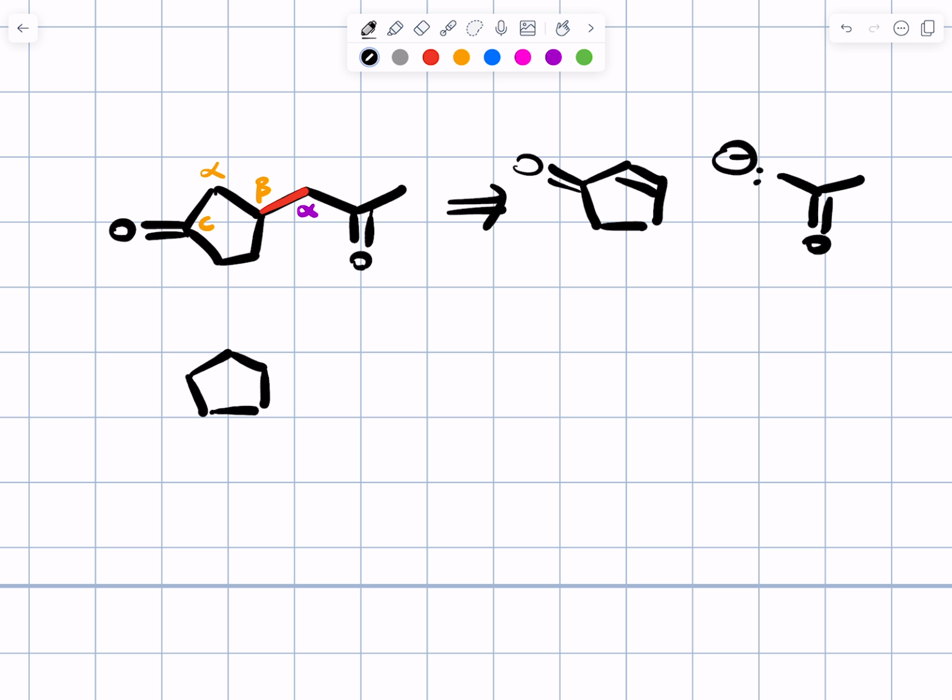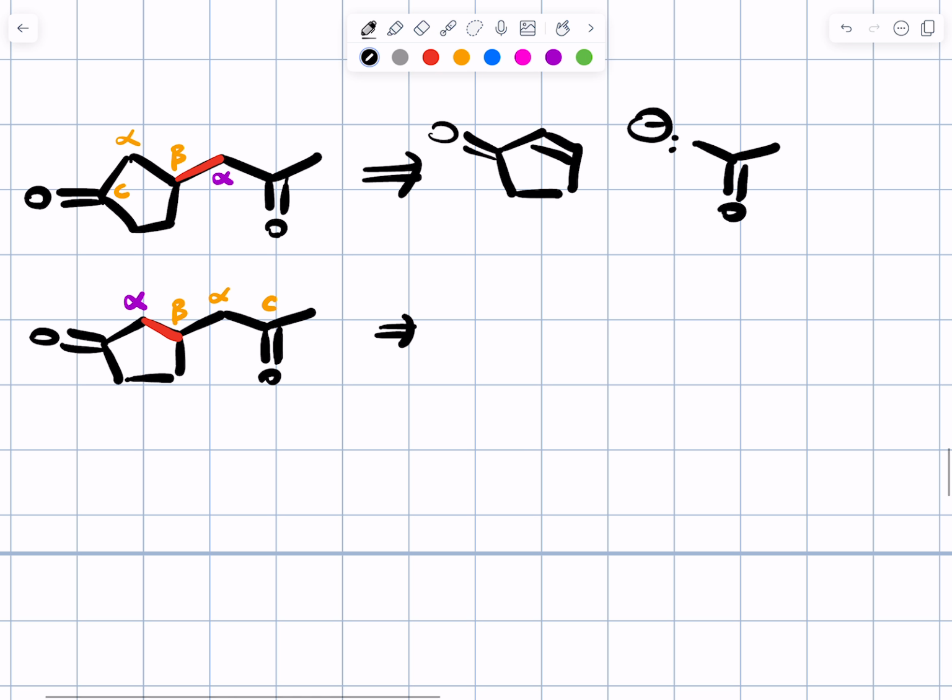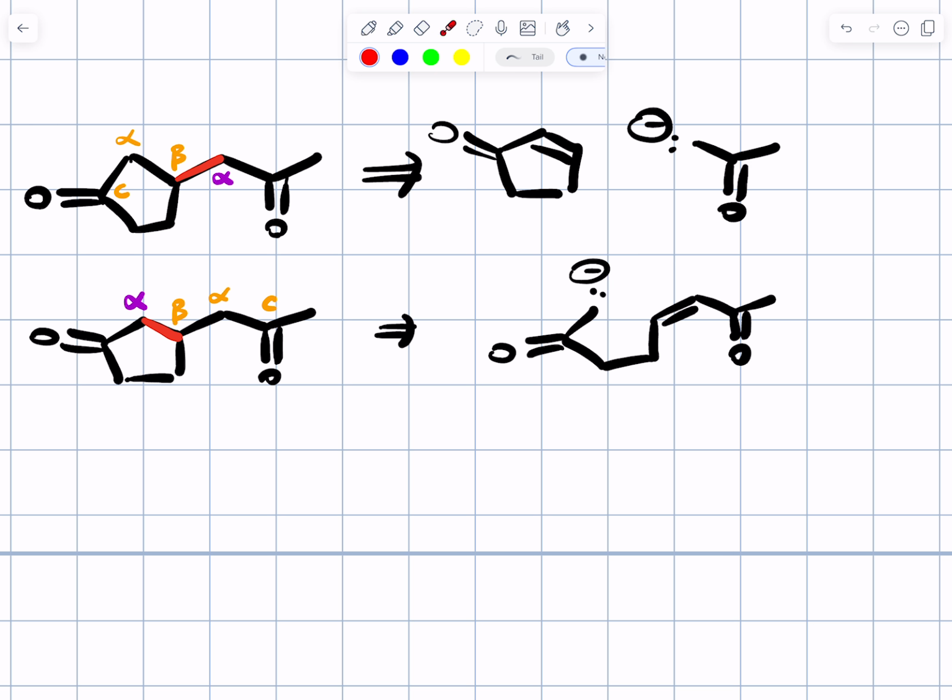Alternatively, if I take the same starting material and I decide I want the other side to be the electrophile, that would make this one the beta carbon, and then this one the purple alpha carbon. This would be the bond that I made. And then if I thought backwards that way, what I'm actually proposing is an intramolecular Michael reaction. And you wouldn't necessarily know. There are things organic chemists know to learn whether this kind of intramolecular Michael reaction is going to be possible.